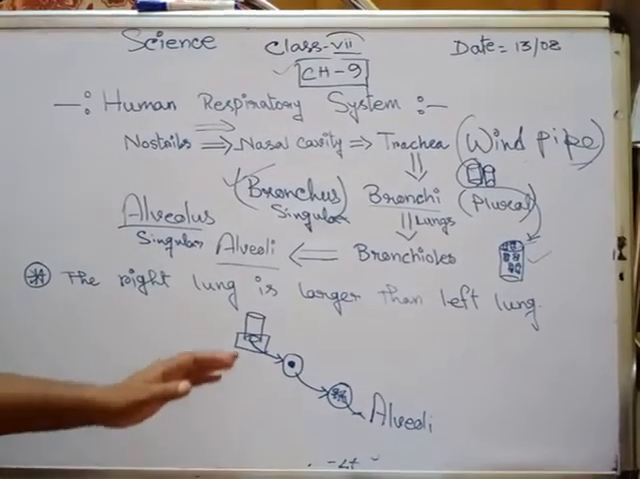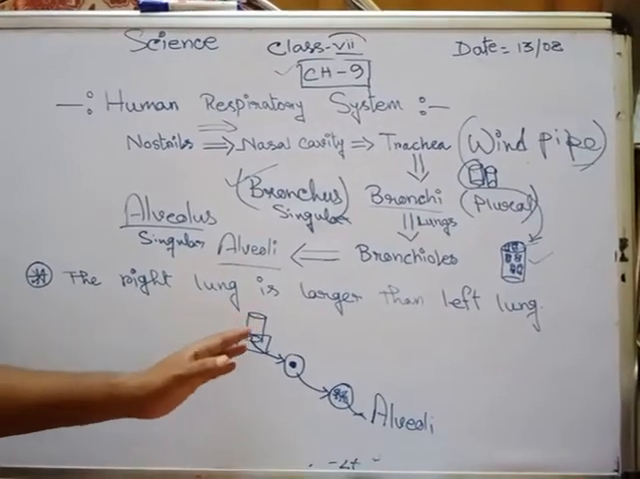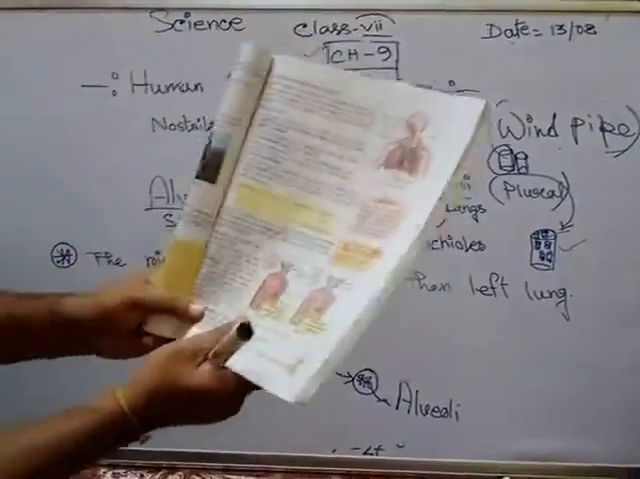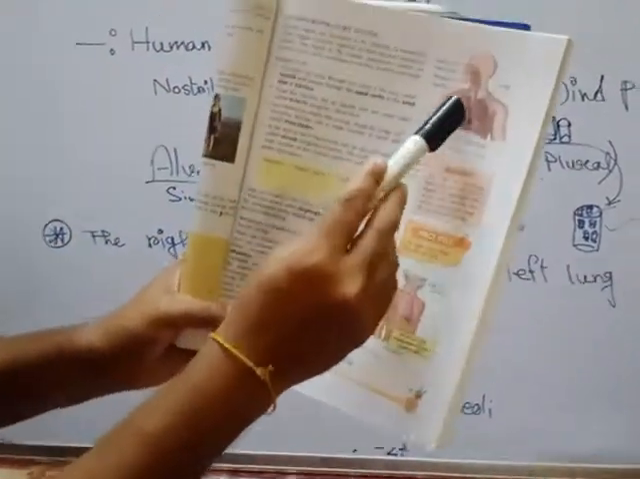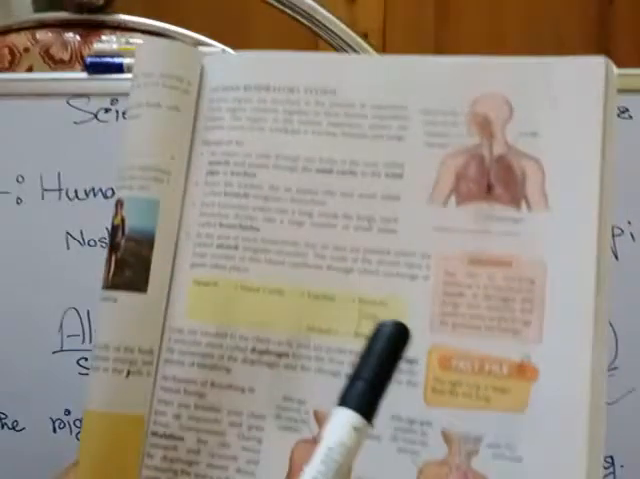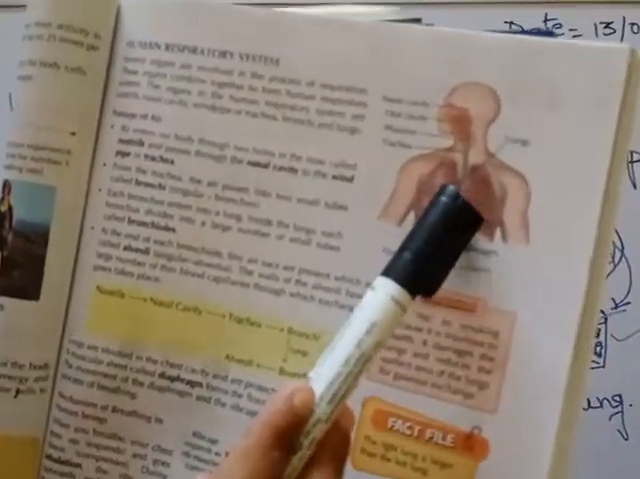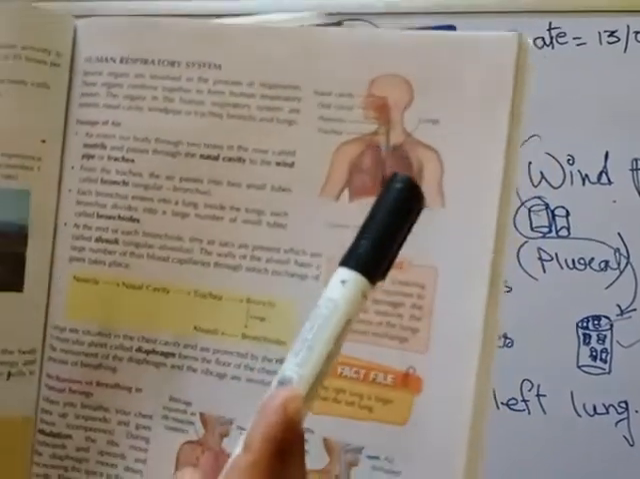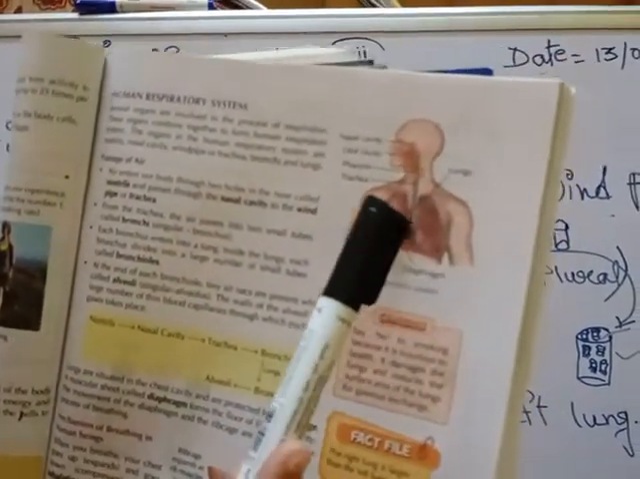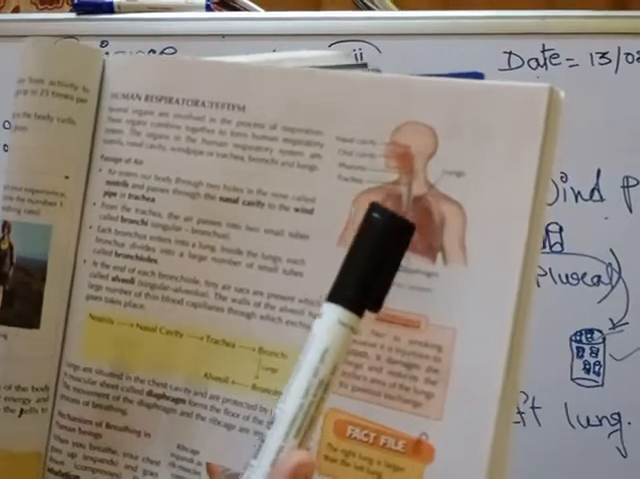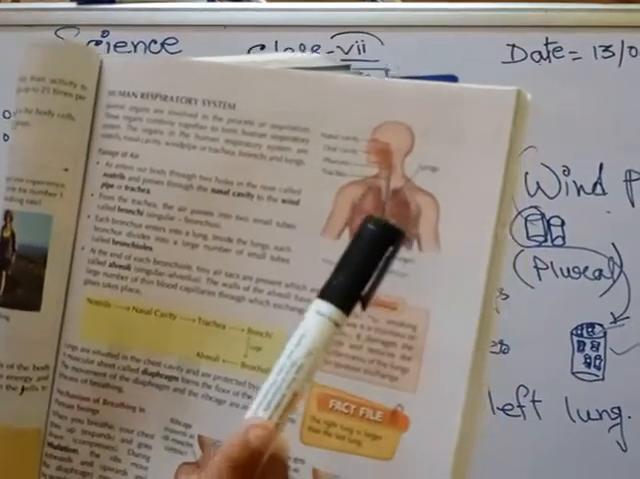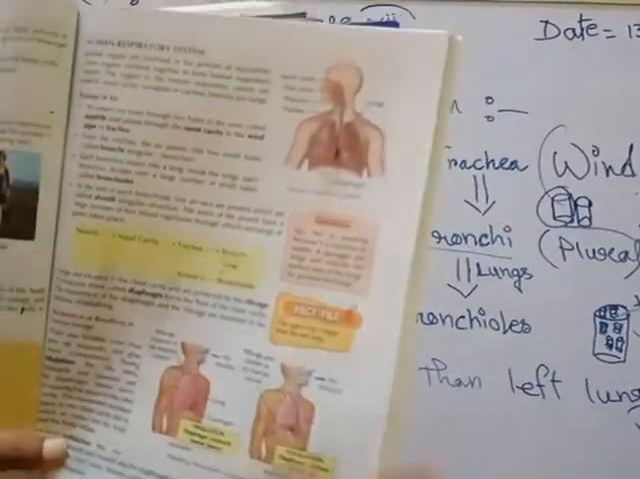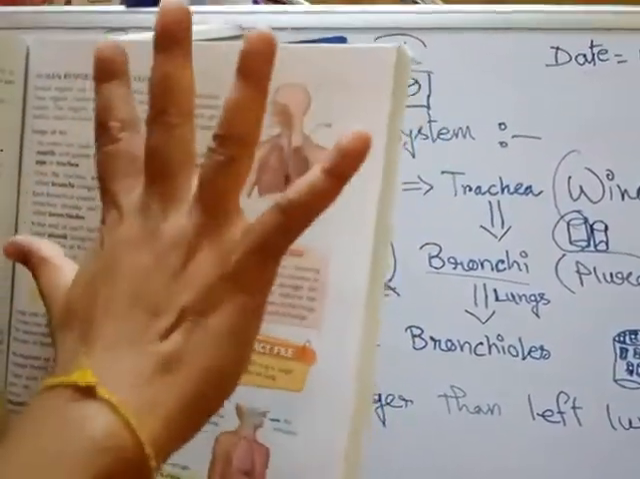The lungs are situated in the chest cavity. Here is a picture. Where are the lungs situated? It is in the chest cavity, the cavity inside. The lungs are protected by the rib cage. That means outside the lungs there is the rib cage.